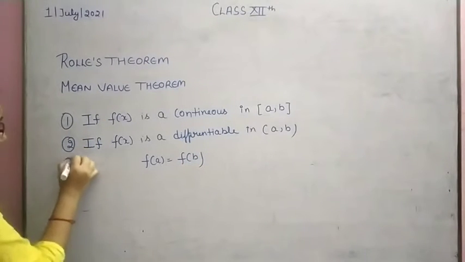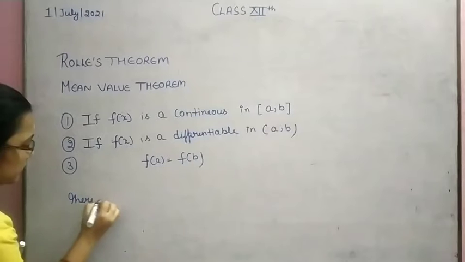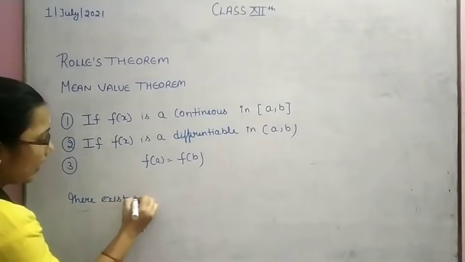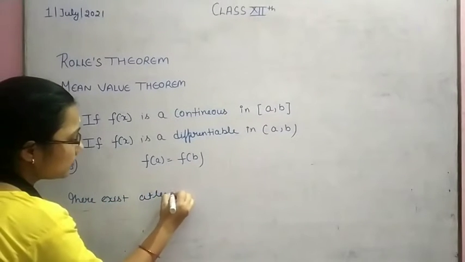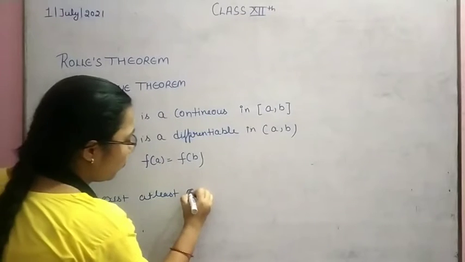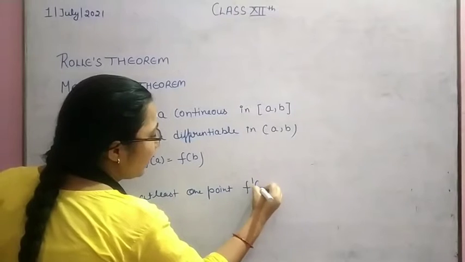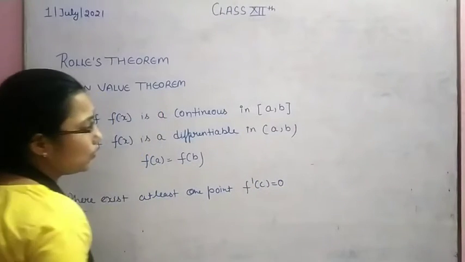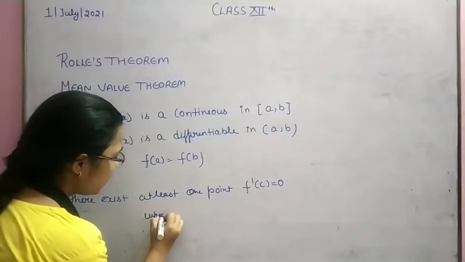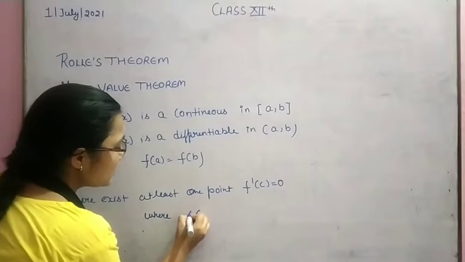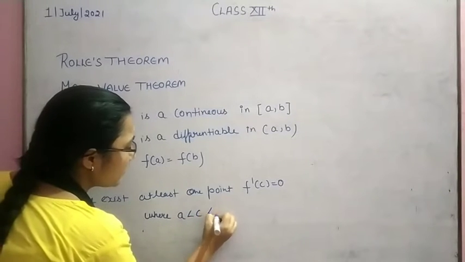so there exists at least one point where f'(c) equals 0, where c lies within a and b.